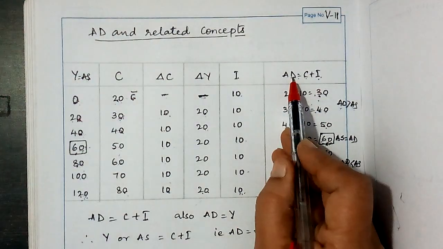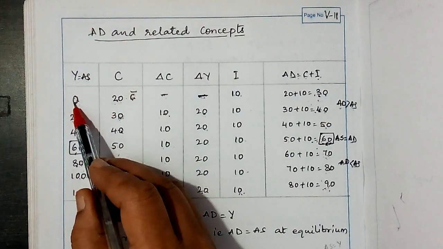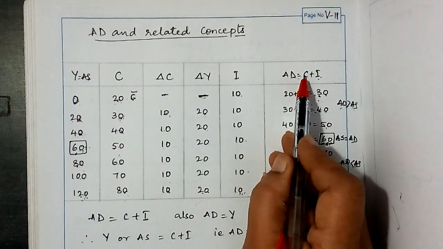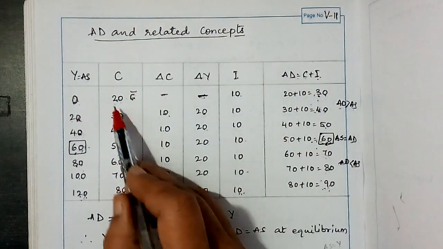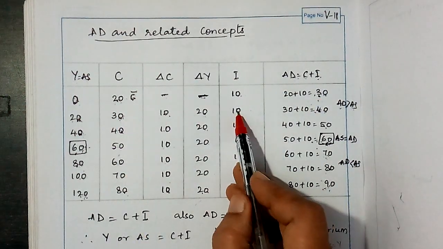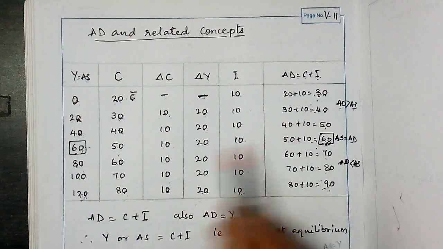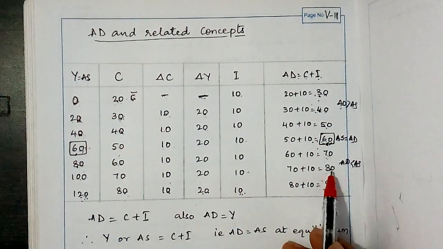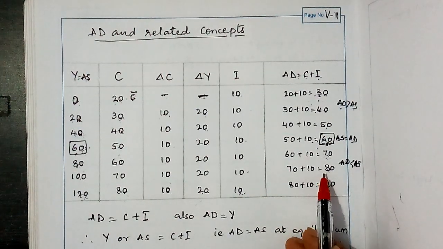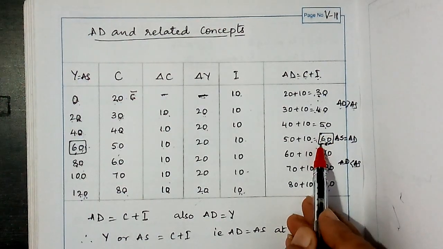Now what is aggregate demand at each level of income? At the first level, when the income is 0, the consumption is 20, and aggregate demand is the sum of consumption plus investment. So 20 plus 10 gives 30. At the second level, 30 plus 10, 40. 40 plus 10, 50. 50 plus 10, 60. 60 plus 10, 70. 70 plus 10, 80. 80 plus 10, 90.